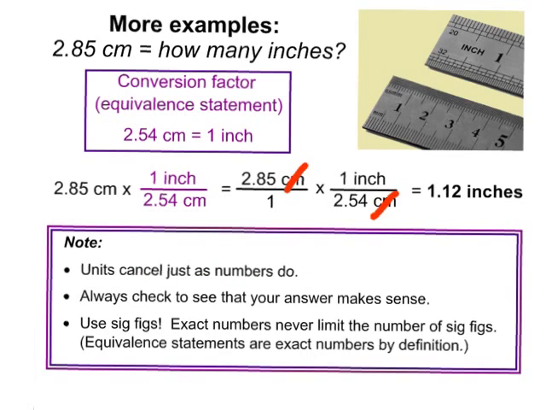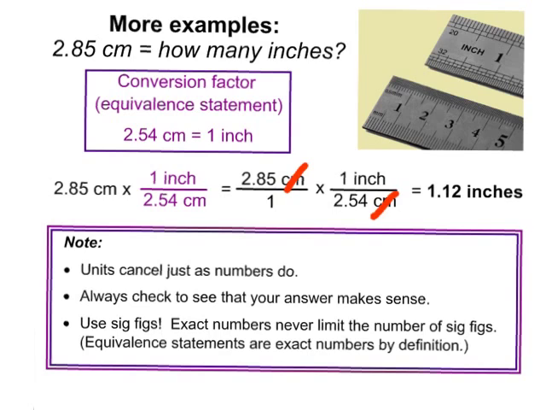Some important things to remember. Units cancel just like numbers do. Another thing, always check to see that your answer makes sense. Does this answer make sense? Yes, it does. If I had gotten an answer of 112 or something, well, no, that wouldn't make sense, and that wouldn't correlate at all in my mind. So always make sure that your answer makes sense to see that you're doing it right.